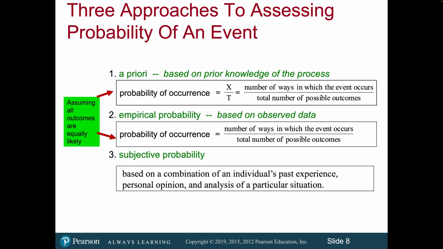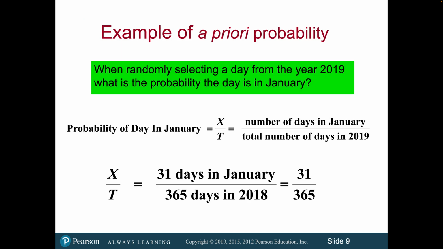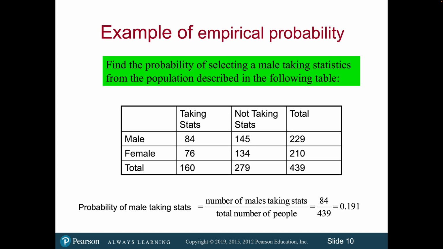And then the subjective probabilities we've talked about previously are a combination of past experience and personal opinion. I feel like I covered that adequately in the first video. Now, an example of a priori, as we talked about before, would be this.